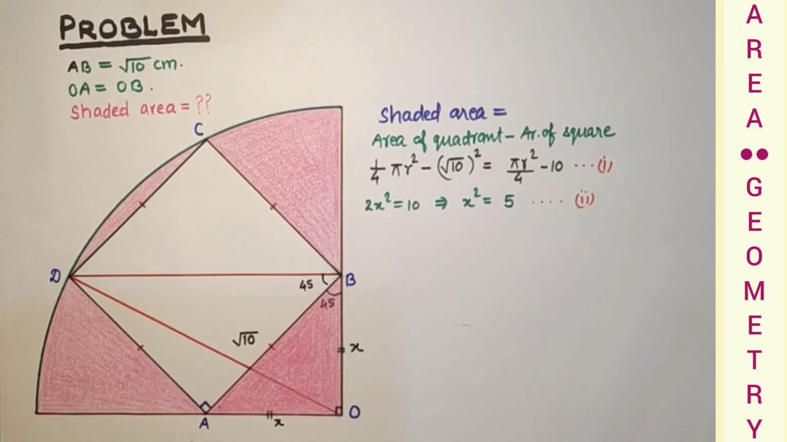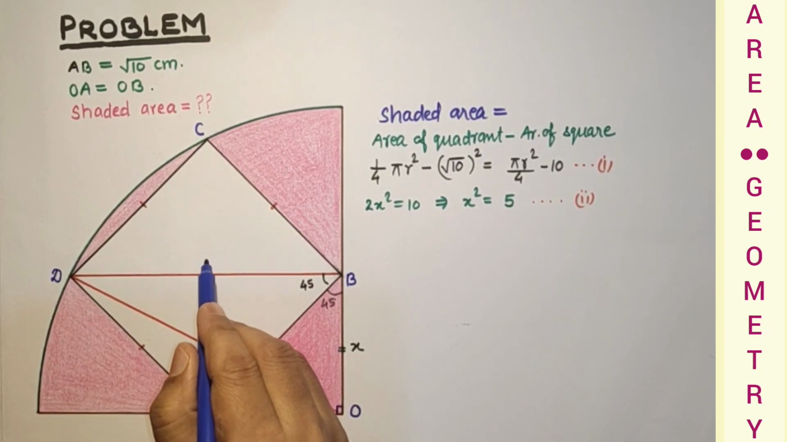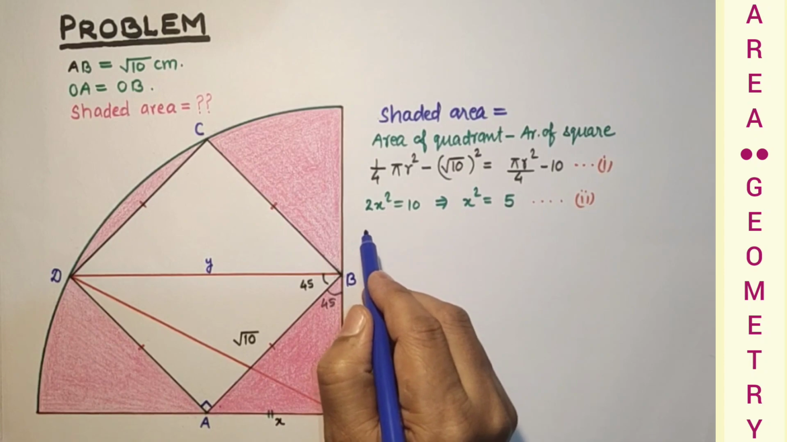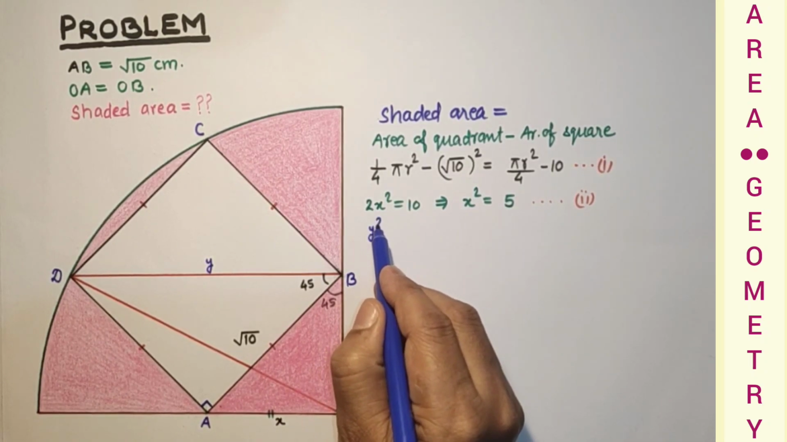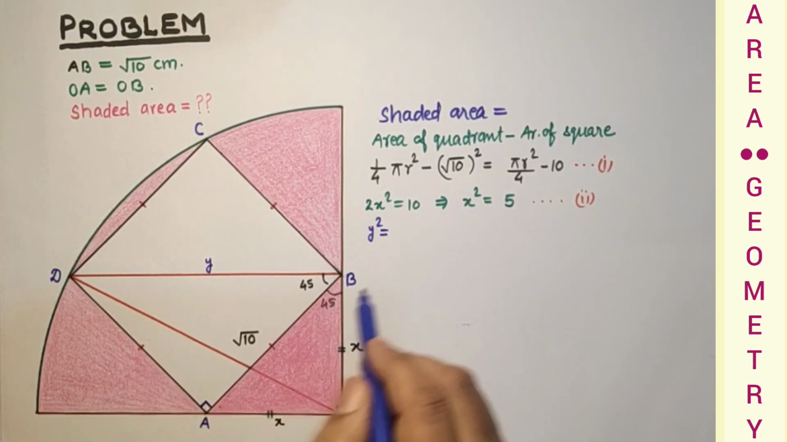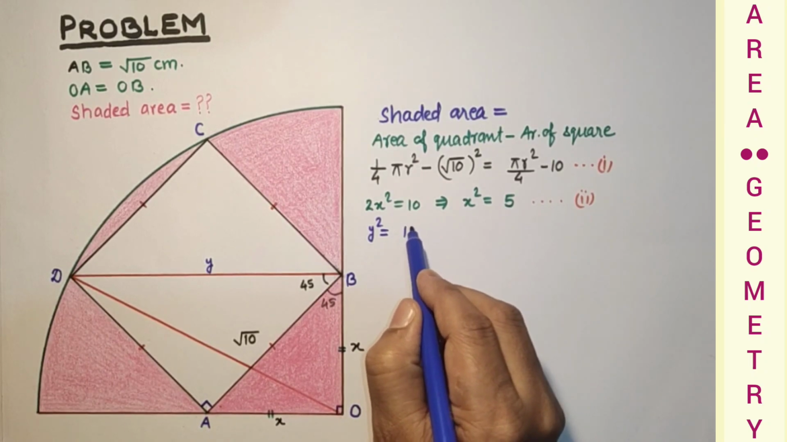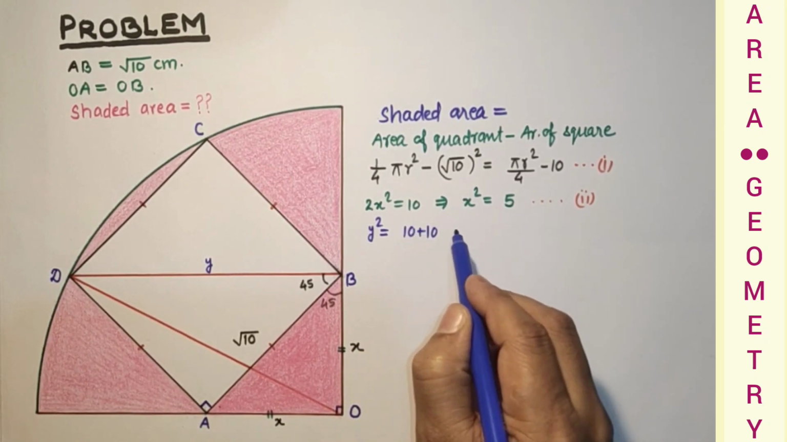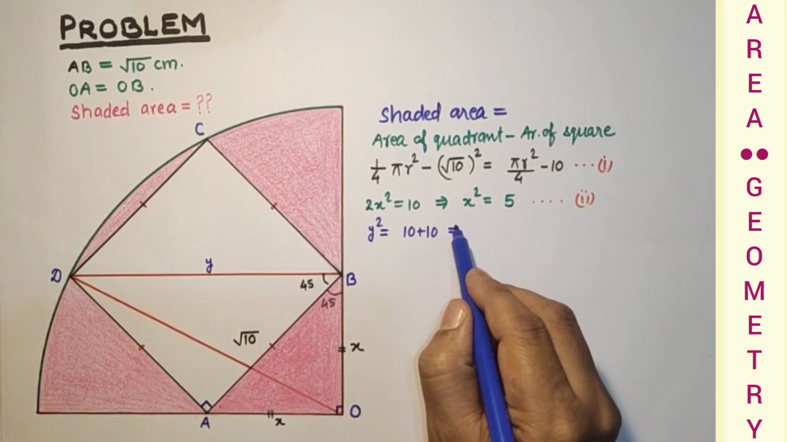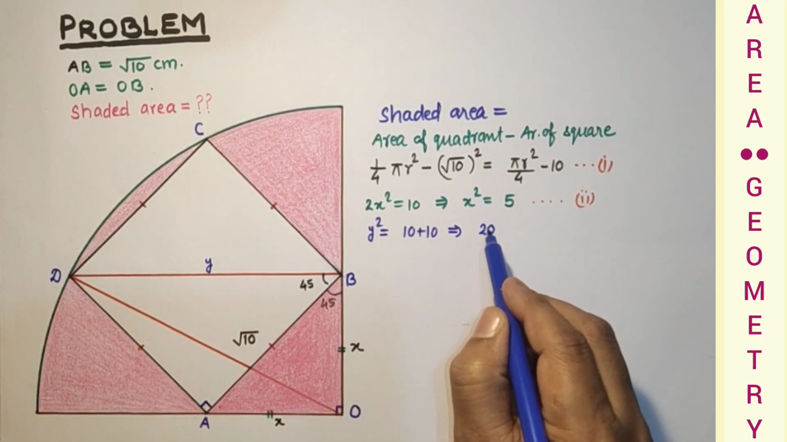As we are given the side of the square, root 10, we can find this BD. So if BD is y, then y square is equal to root 10 square plus root 10 square, which is 10 plus 10, that is equal to 20. So y square is 20.